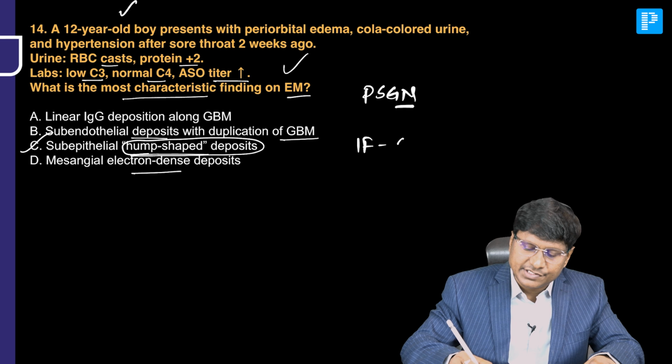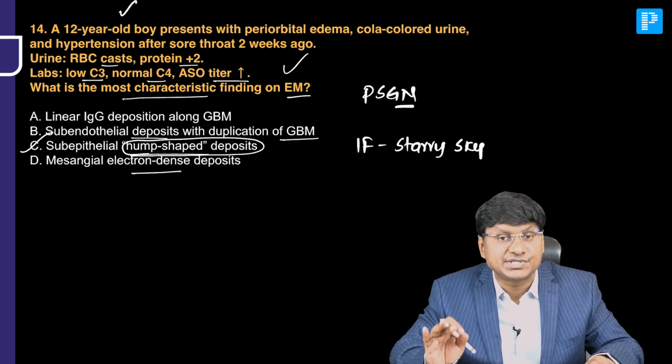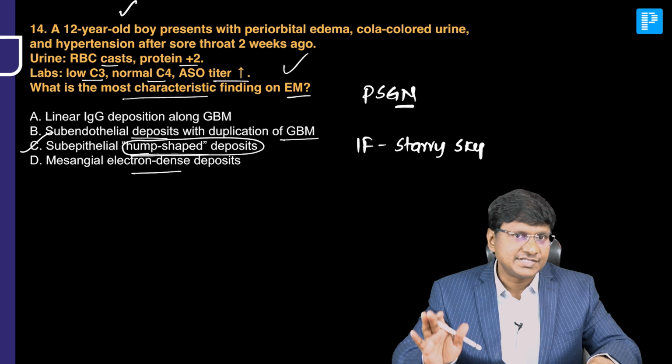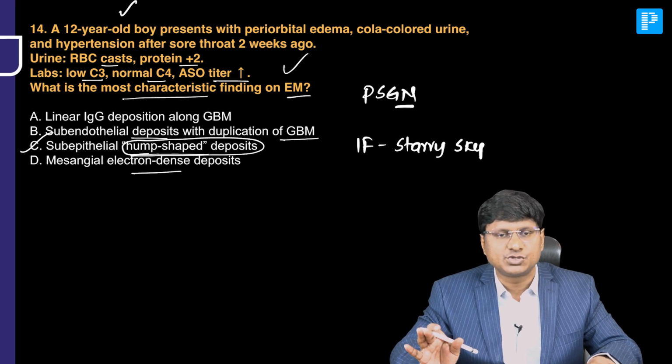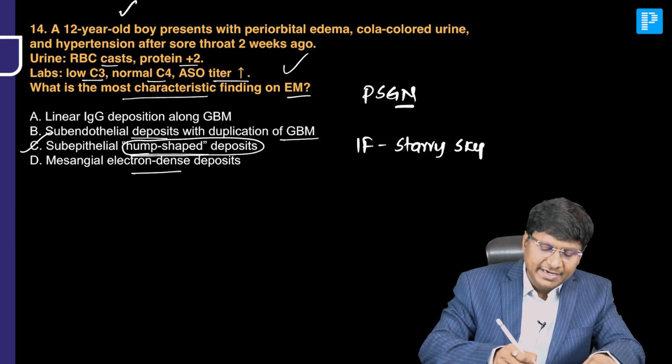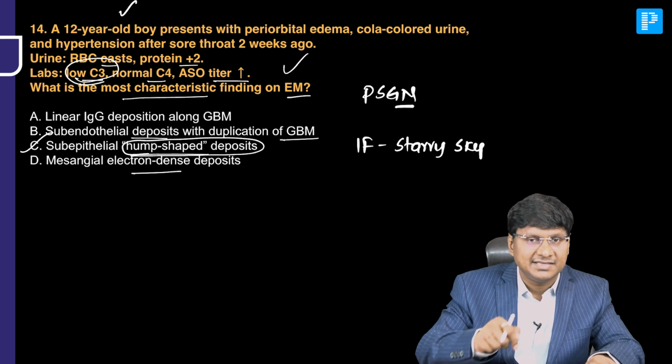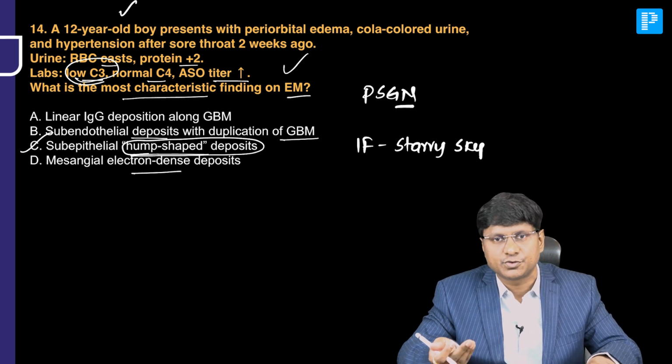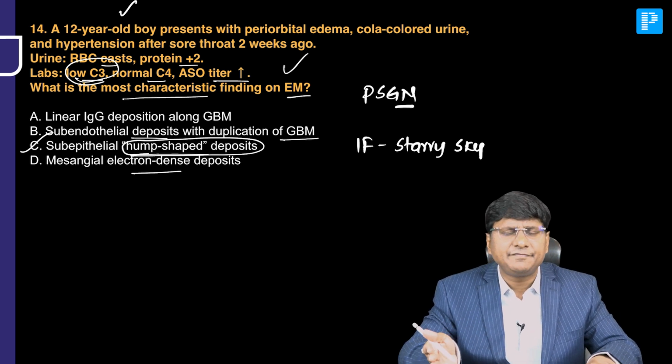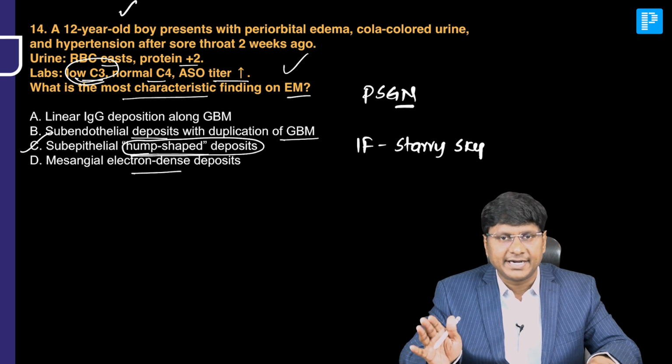The immunofluorescence in post-streptococcal glomerulonephritis gives the characteristic starry sky appearance, whereas electron microscopy will show subepithelial humps. The complement level will be reduced, but it is a transient hypocomplementemia in patients with post-streptococcal glomerulonephritis. After a few weeks, the complement level will return to normal.